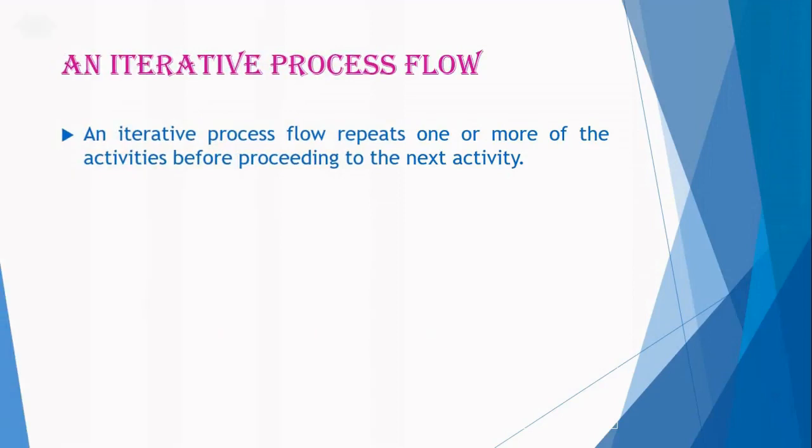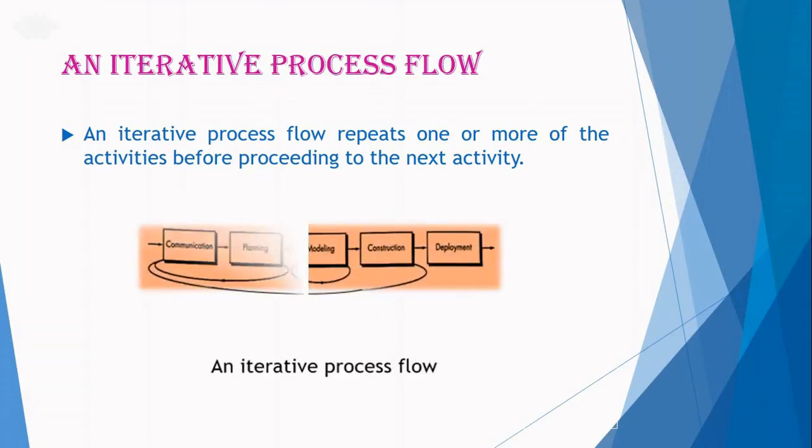Now come to an iterative process flow. An iterative process flow repeats one or more of the activities before proceeding to the next activity. In this also, after communication, planning stage starts. Again, from the planning to the communication, the path is repeated. This is nothing but the iterative process flow.